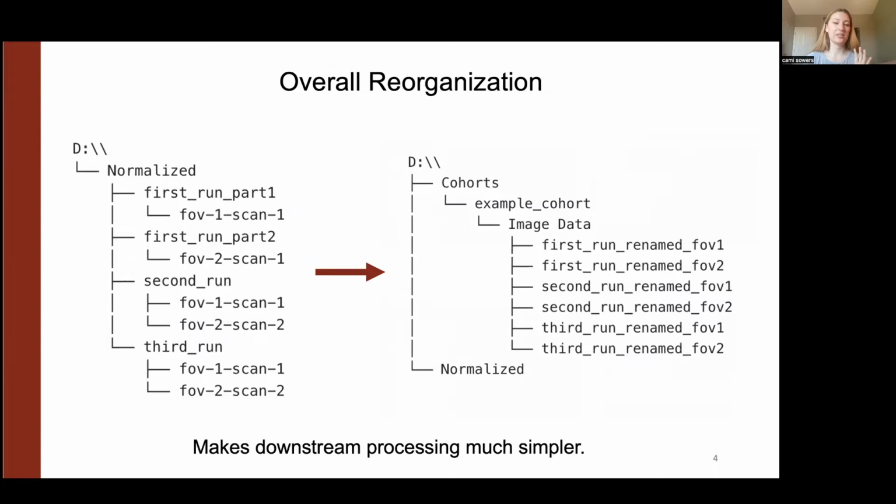Again, we're just going to take this kind of convoluted subdirectory structure and turn it into a single directory where within the cohorts directory on the D drive, there will be a folder with your specific cohort name. And then within that, there will be an image data folder containing all of the folders for every FOV in every run in your cohort. And the folder names are going to be specified based on which run they are part of and the new name that we will give them. This is going to make downstream processing much simpler when you process through Arc so that we can just use this one image data directory instead of having to run things multiple times for each separate run in your cohort.